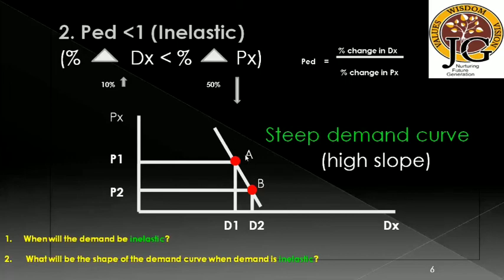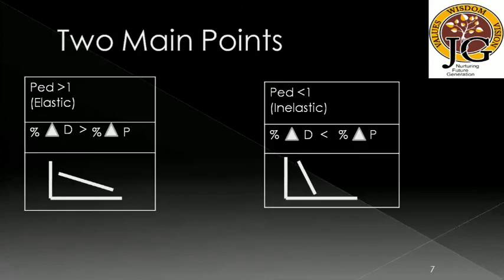So to summarize, what are the 2 main takeaways from this discussion? The 2 main points are, the price elasticity of demand is greater than 1. That is, demand is elastic when the percentage change in demand exceeds the percentage change in price. And when demand is elastic, the demand curve is flat, it has a less slope.